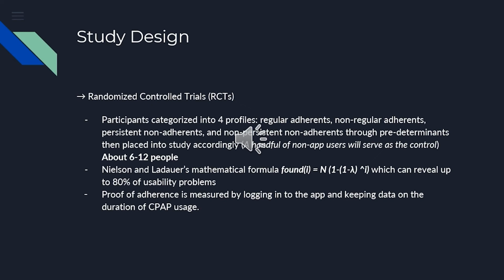So when the participants are recruited for the study, they're categorized into 4 profiles: regular adherence, non-regular adherence, persistent non-adherence, and non-persistent non-adherence. This is done through predeterminants, and then they get placed into the study accordingly. These groups are differentiated by the duration and regularity of CPAP usage. Due to the study being a field study, as it is being done in their own space and time, this categorization would enlighten developers on habit association and how the features would encourage engagement. Again, these are placed by predeterminants.